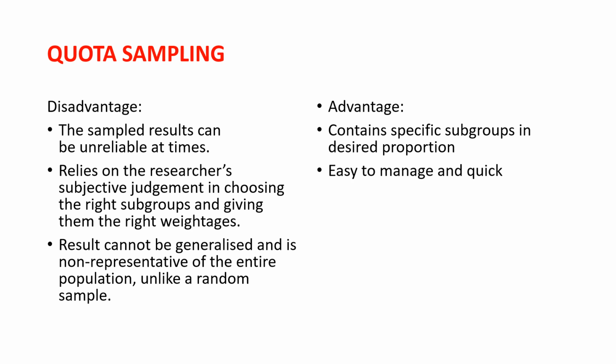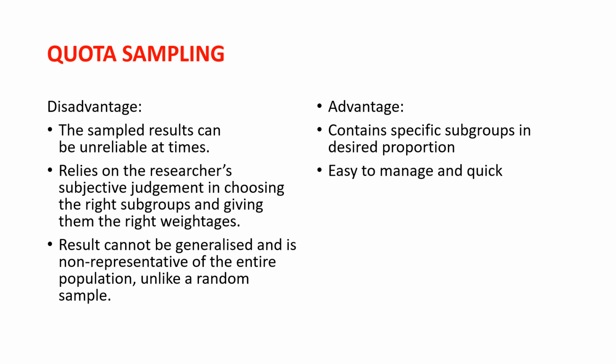It mostly relies on the researcher's subjective judgment in choosing the right subgroups and giving them the right weightages. And the results cannot be generalized and are non-representative of the entire population, unlike a random sample. That is where stratified random sampling is superior.